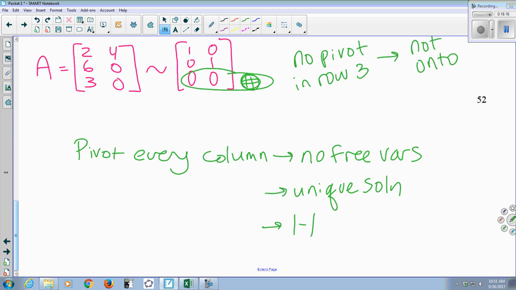So the past few days now, the past few classes, we've been talking about answering various questions by looking at the pivots. Is there a pivot in every row? Is there a pivot in every column? And there are several questions you can answer by looking at where the pivots are. So on the next page, I'll let people finish writing this down, but on the next page, there's a super important summary about pivots and what questions they answer.